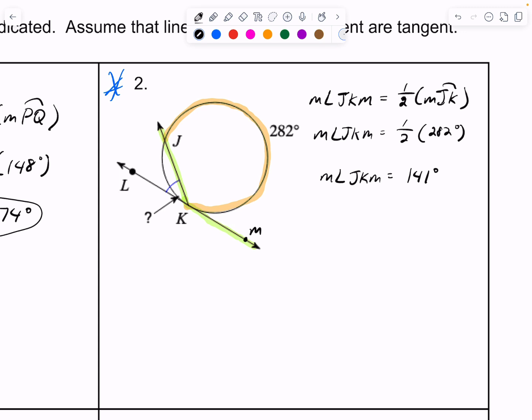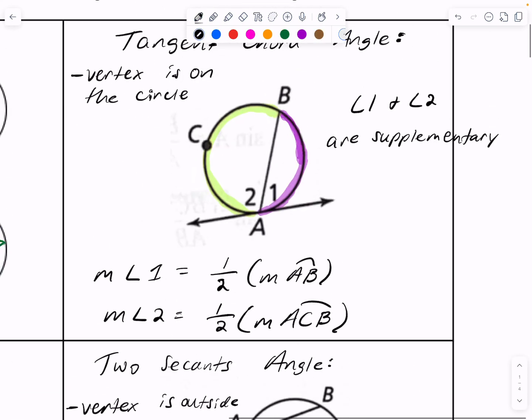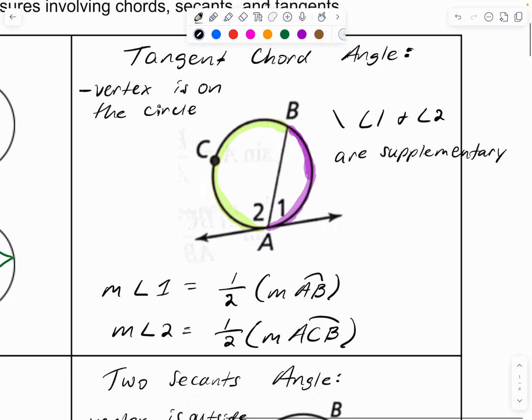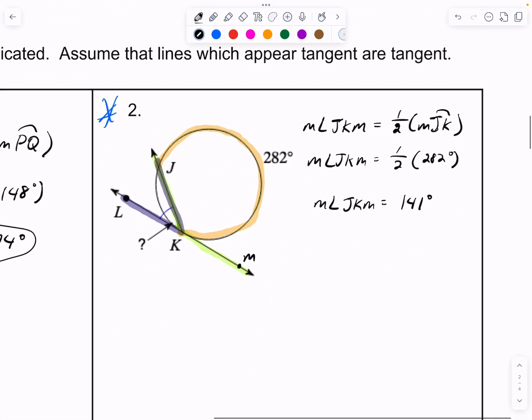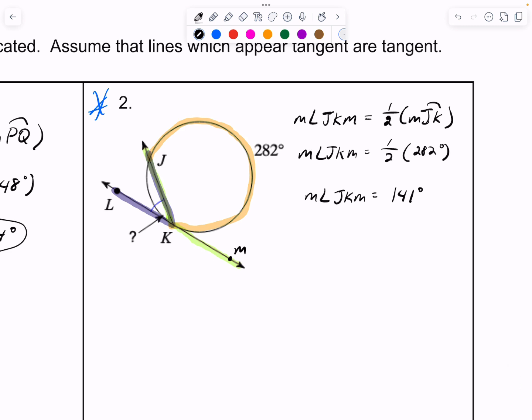Now again, that's not what I'm asking for. The question is asking for angle LKJ, but from that first box on the top right, you'll notice it says that angles 1 and 2 are supplementary. So if I know that this angle is 141 degrees right here, I can find the measure of angle LKJ by doing 180 degrees minus 141.